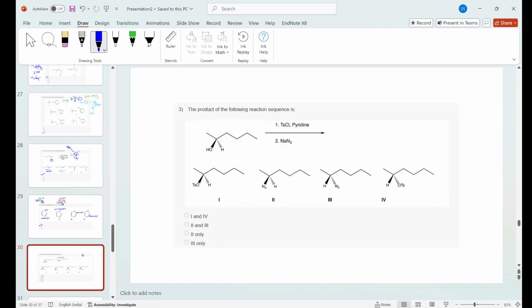Next question, the product of the following reaction sequence is tosyl chloride. You know, it will be formed at the same site, same, no stereochemistry. Then NaN3. I know we already have done this kind of reaction. Just answered. Then it will be this one, 3. Next question.